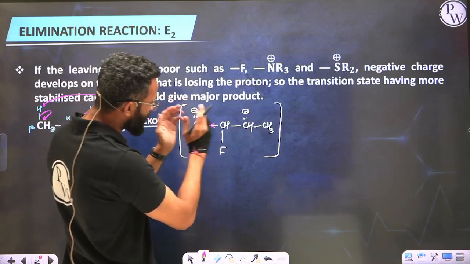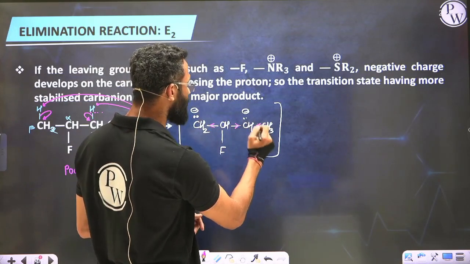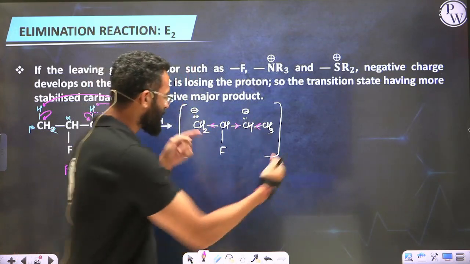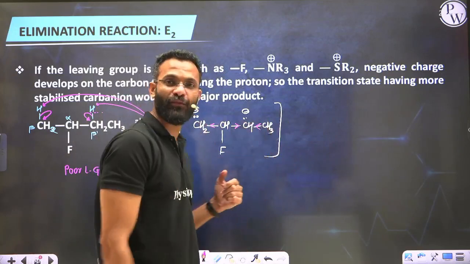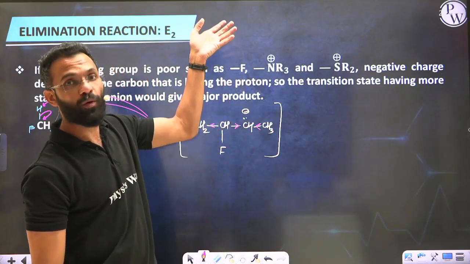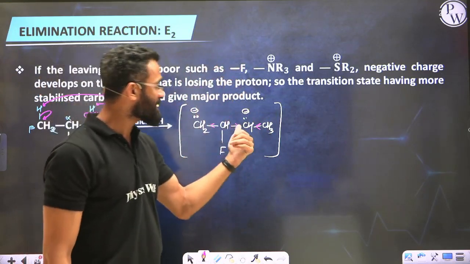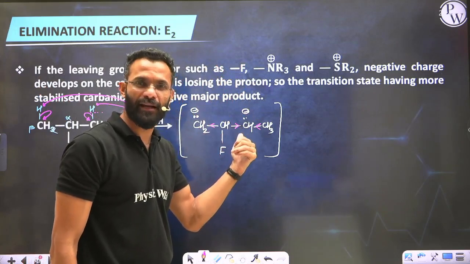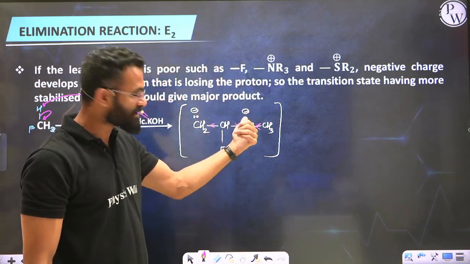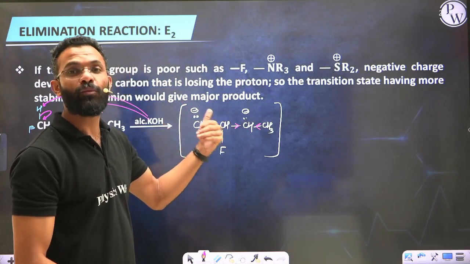But in comparison to this carbon ion, for this carbon ion we have got two alkyl groups. So when two alkyl groups show electron donating inductive effect, the electron density on the secondary carbon will increase even more. So the more the accumulation of charge, the less stable will be the carbon ion. So this carbon ion is going to be less stable, and hence the primary carbon ion is relatively more stable.